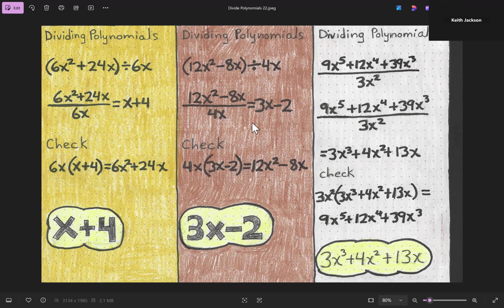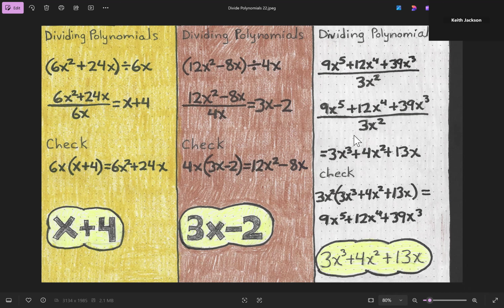Now let's see if 3x minus 2 is the correct answer by multiplying it by the 4x. All right, and so we're going to distribute this 4x inside the parentheses, and let's see what happens. So we have 4x times 3x, well, that will give us 12x squared, good. And 4x times a negative 2, that will give us a negative 8x. Yes, it works. So the answer is 3x minus 2.